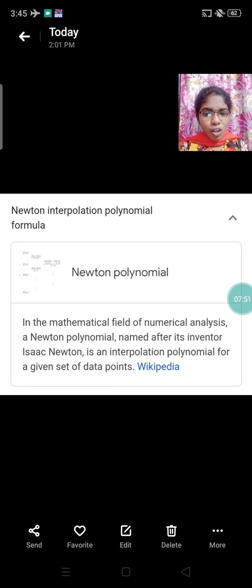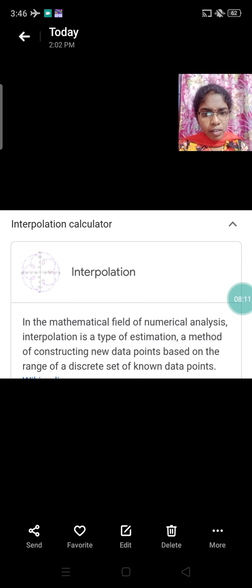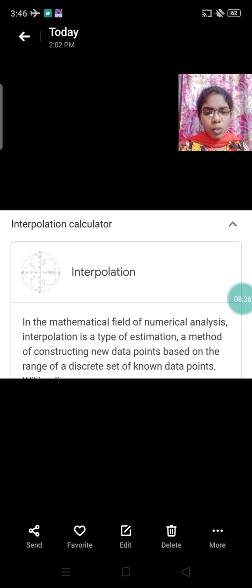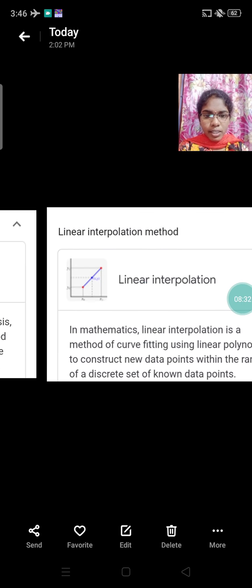The Newton interpolation polynomial formula is also known as the Newton polynomial. In the mathematical field of numerical analysis, a Newton polynomial, named after its inventor Isaac Newton, is an interpolation polynomial for a given set of data points. What is an interpolation calculator? It is the interpolation diagram. In numerical analysis, interpolation is a type of estimation, a method of constructing new data points within the range of a discrete set of known data points.